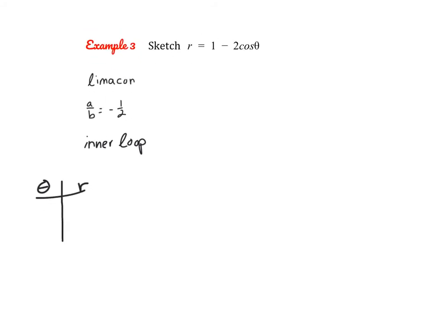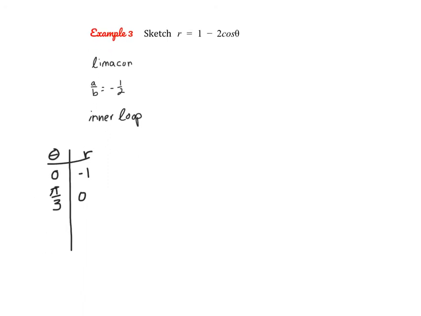So let's start with 0. The cosine of 0 is 1, so we have 1 minus 2, which is -1. So right off the bat, we can see that this coordinate, 0, is usually on the right, but since we're moving in the opposite direction, it's going to bring us to the left side of our graph. And then let's do pi over 3. So we're going to have 1 minus 1, which is 0.